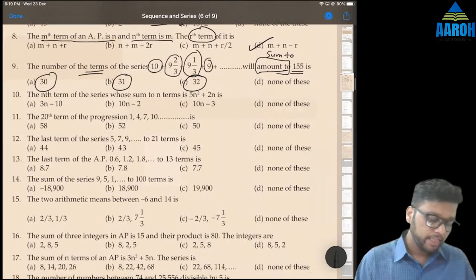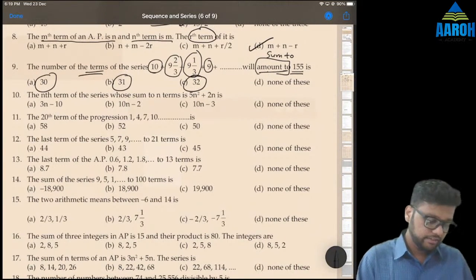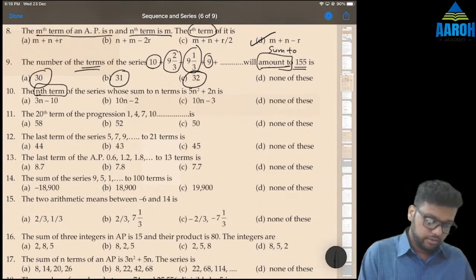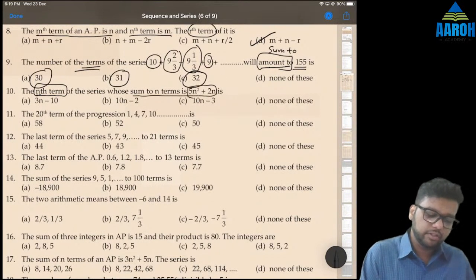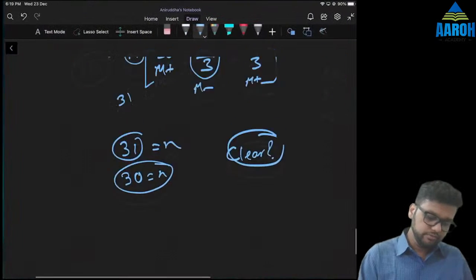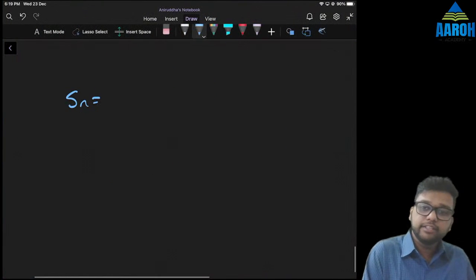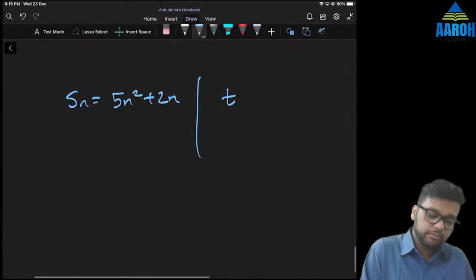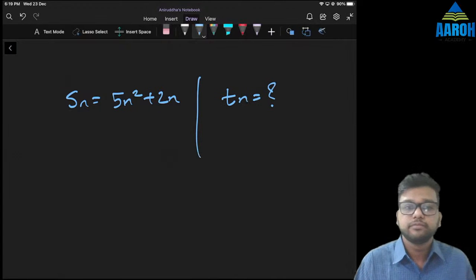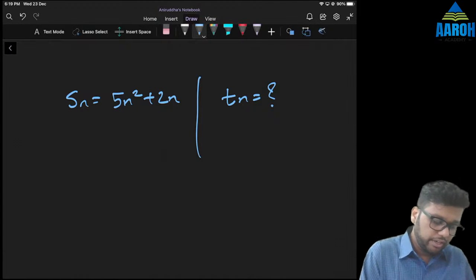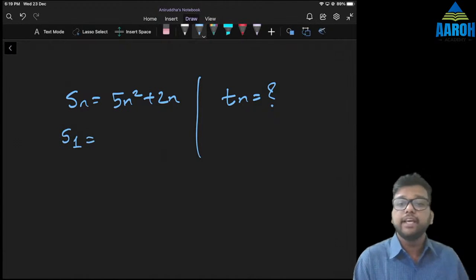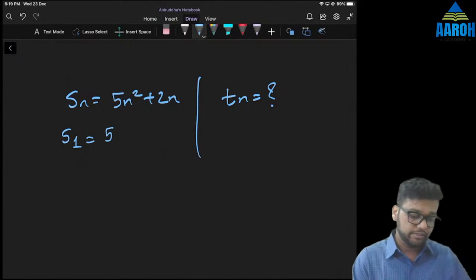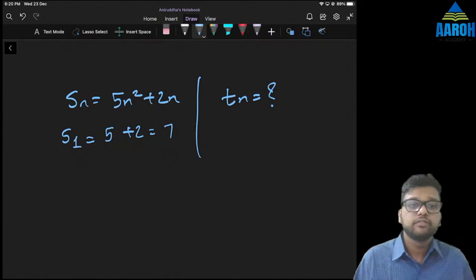Okay. Next, this is again easy. Nth term of the series whose sum to n terms is 5n square plus 2n. That means they are saying Sn is 5n square plus 2n, and they are asking the nth term, that is Tn. Now it is very easy, because if we put S1, that is n as 1, then that is the sum of one term. So it will be 5 into 1 square, that is 5, plus 2, which is 7.